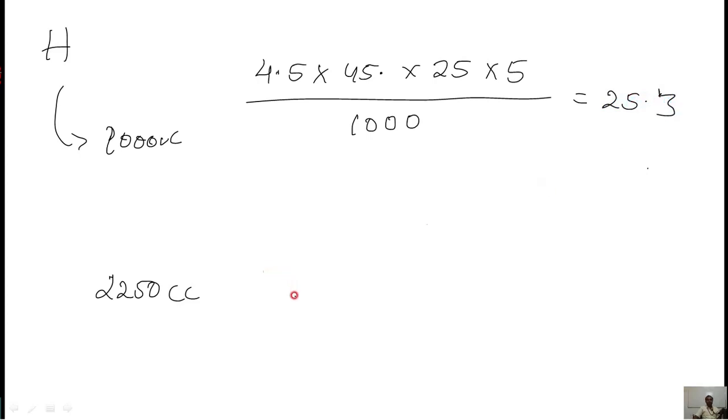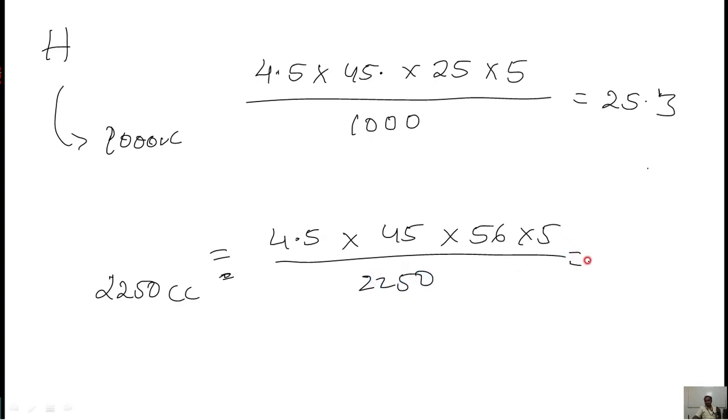In the bigger mold, you use the same 4.5 kg hammer, 45 cm drop, 56 blows, and 5 layers. Therefore divided by 2250, you must get the same answer: 4.5 into 45 into 56 into 5 divided by 2250. The answer is 25.2. See, whether you use the 1000 cc mold or the 2250 cc mold for heavy compaction, you are putting the same energy to the soil. That is 25.3 kg cm per cm³.